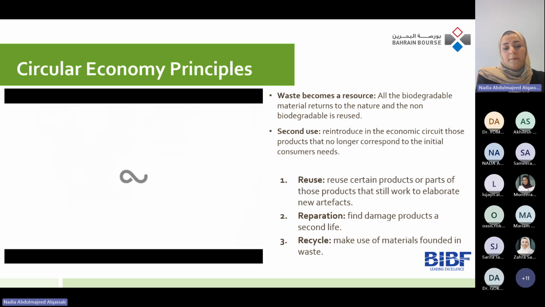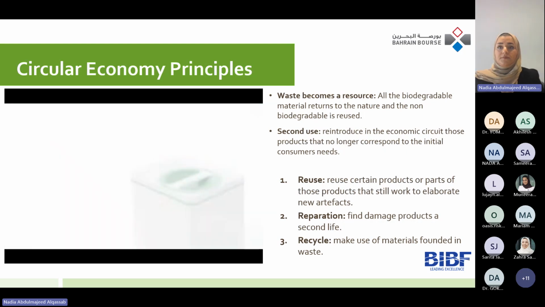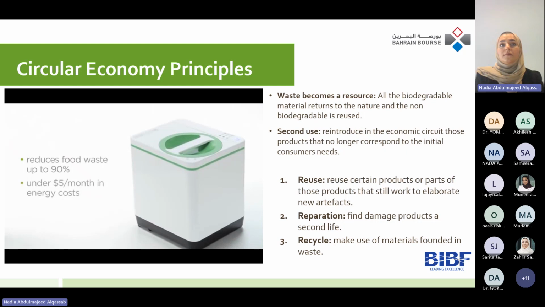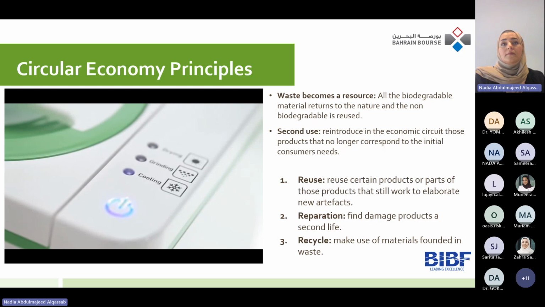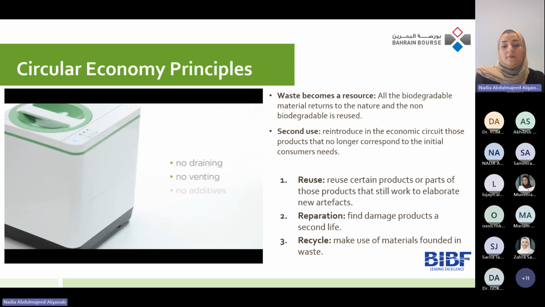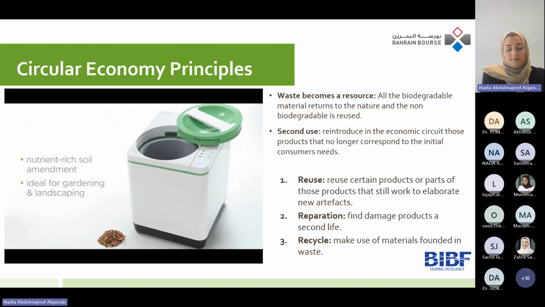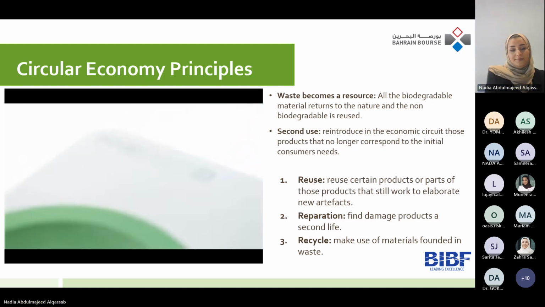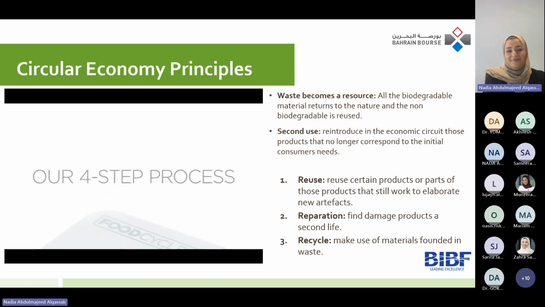Introducing the Food Cycler Home, the leading odorless, short-cycle in-home composter. This eco-friendly technology reduces food waste by as much as 90%, and with daily use costs less than $5 a month to operate. Compact in design, the device expedites the natural composting process without the use of drains, venting, or additives. Food waste is sterilized and converted into a nutrient-rich soil amendment, ideal for use in gardening and landscaping. The Food Cycler Home uses revolutionary technology to modernize the composting process.